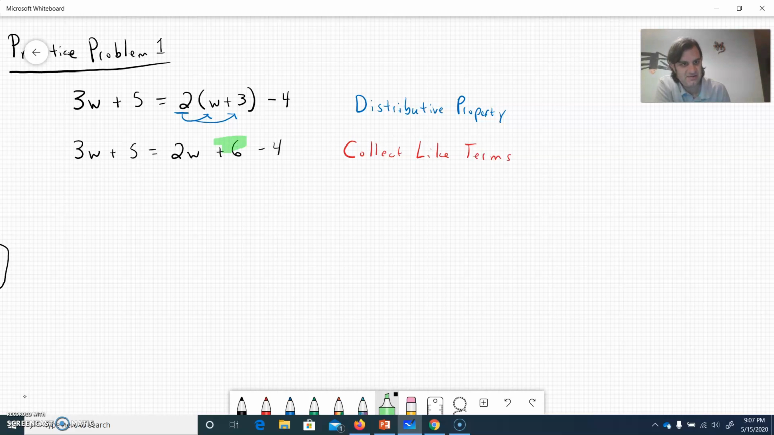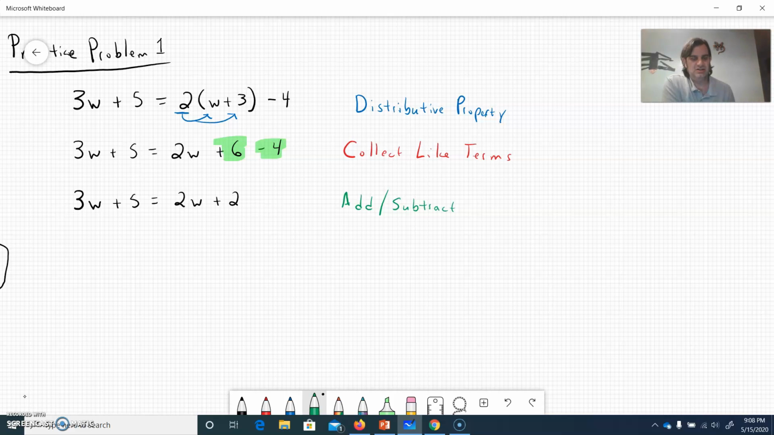On the right hand side we have a 6 and a negative 4. Those will combine to be 2. So then my equation becomes 3w plus 5 equals 2w plus 2. And then I asked you to add or subtract across the equal sign so that you could get your, in this case, w terms together and your non-w terms together.